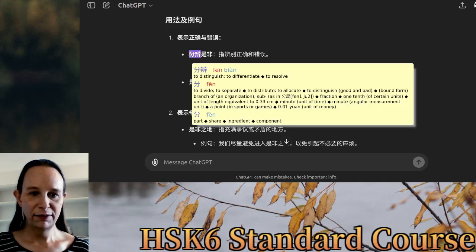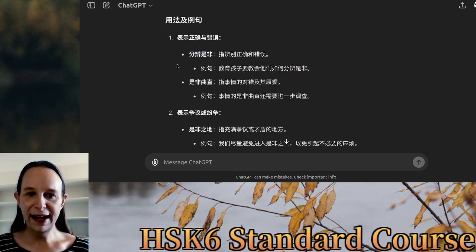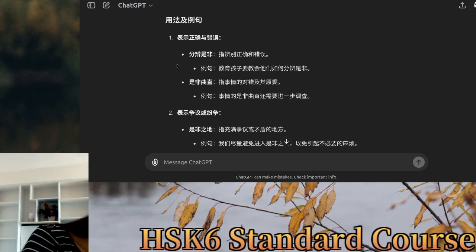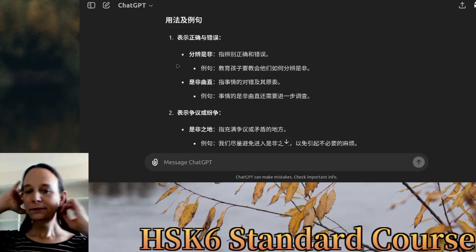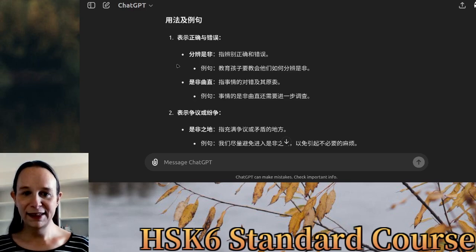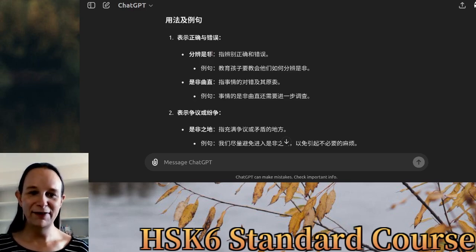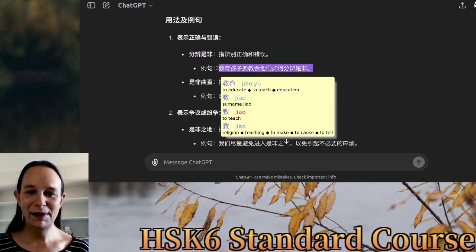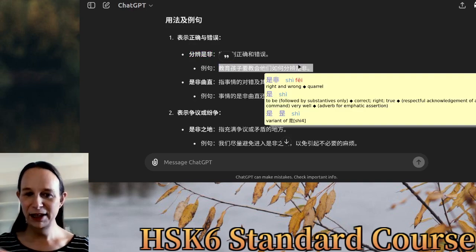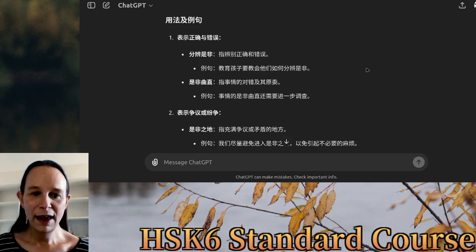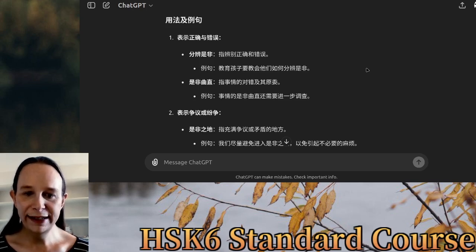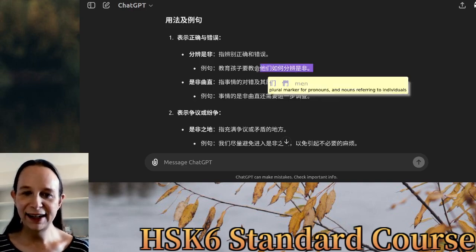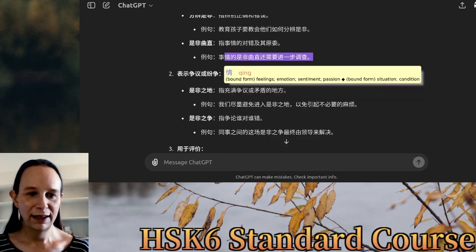也可以去争议纷争和矛盾，在中文中是表示正确或是对的，非表示错误或是不对的。So what's this? 分辨是非. This is differentiate between right and wrong. So you might say that people don't differentiate between right and wrong. They just do whatever they want. And maybe children, when they get older, they start to differentiate between right and wrong. 教育孩子要教会他们如何分辨是非. You need to teach children how to differentiate between right and wrong.